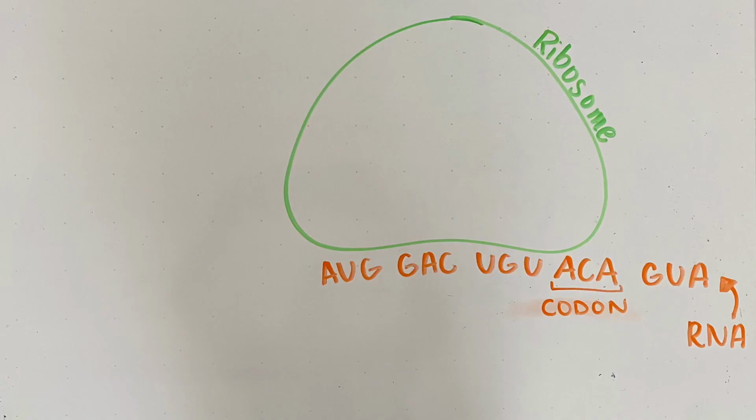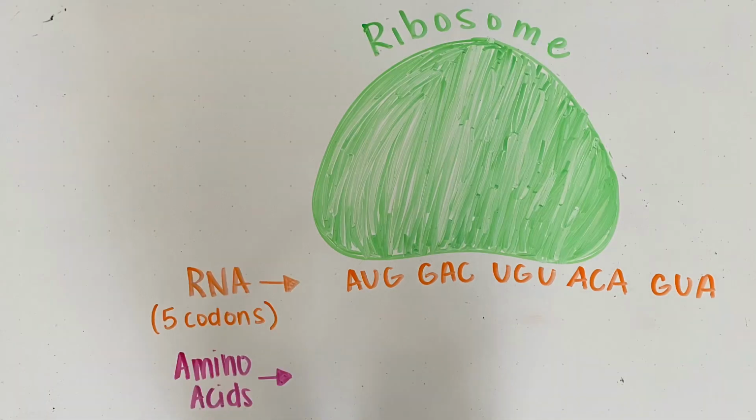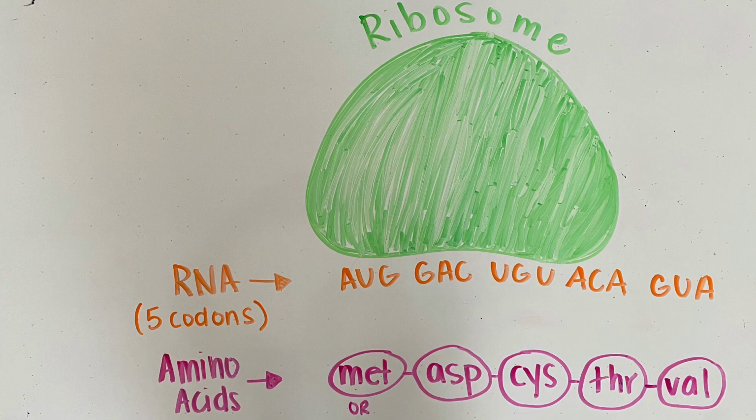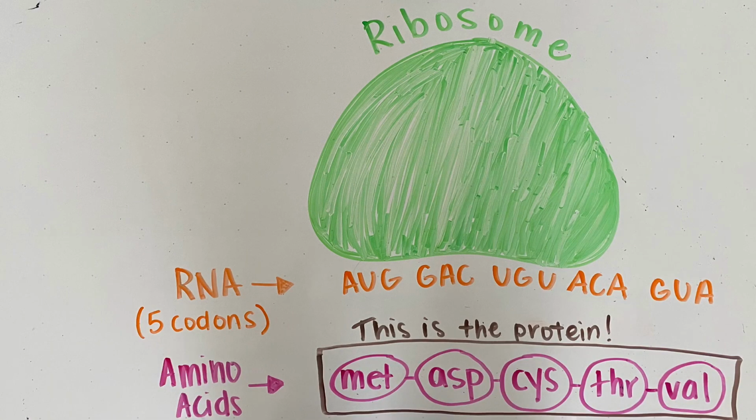Let's take a second to see what translation actually looks like. In the ribosome, the RNA is going to fall into these 3 little pockets. From there, other RNA molecules are going to come and deliver specific amino acids based on the code that's in the RNA. Remember, for each codon or each set of 3 bases, there's going to be 1 amino acid. When these amino acids are joined together, they make a protein.